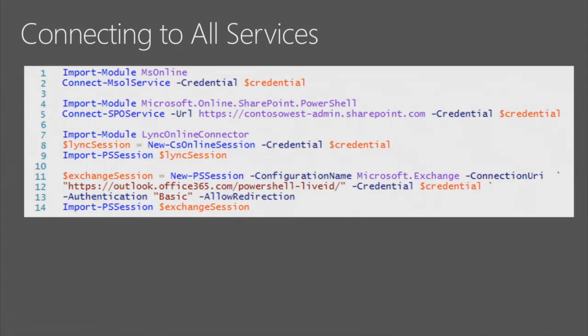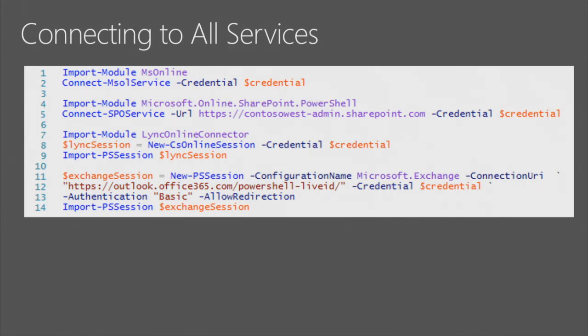All right, so if I wanted to connect to all services, I would do something like this. What I'm doing here is importing the module for MS Online, because I started up just generic PowerShell. I didn't start up Windows Azure Active Directory PowerShell. One line that's not in here is the $credential. Obviously, I've already loaded a variable with my credential, and I'm just using that going forward. So connect to MSOL service to connect to Azure Active Directory.